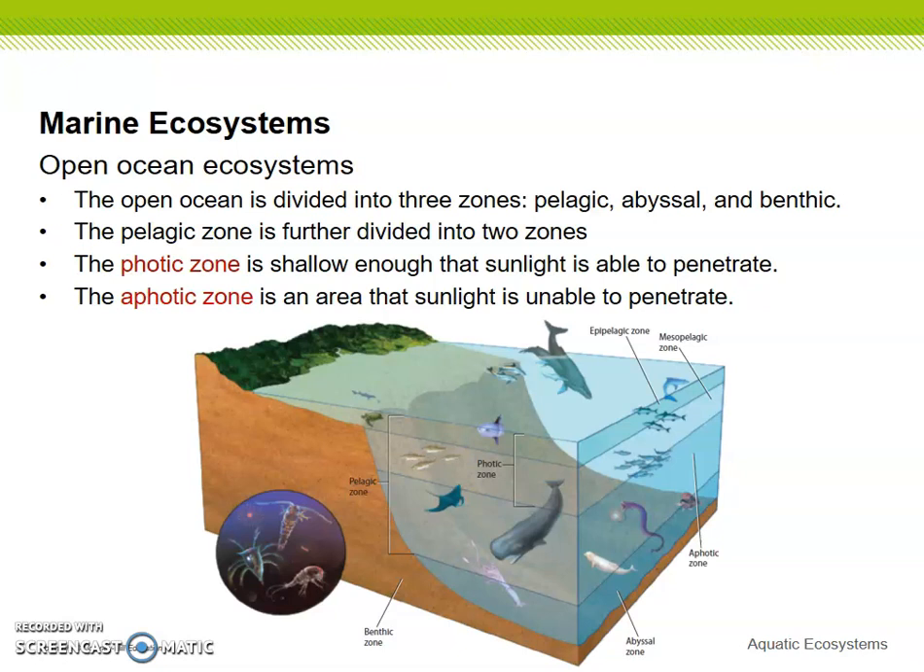Open ocean ecosystems. The open ocean is divided into 3 zones: pelagic, abyssal, and benthic. The pelagic zone is further divided into 2 zones. The photic zone is shallow enough that sunlight is able to penetrate it. The word photic, photo, light. So this is where light can get through. The aphotic zone, a means without, photic means light. So this is the region where there's no sunlight. So the aphotic zone is an area that sunlight is unable to penetrate.